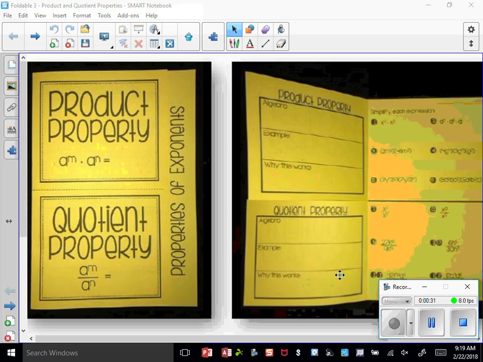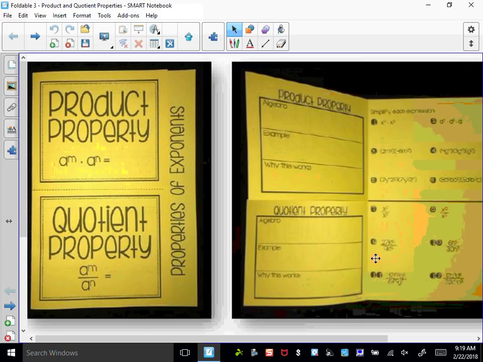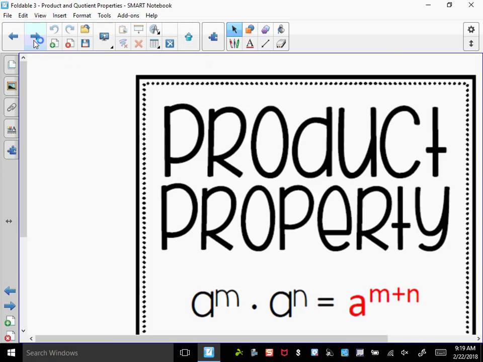The previous lesson was on negative exponents and using the power of zero. Anything to the zero power is 1. Now we're adding to that list, which will be the product property. Product means you're multiplying, and quotient means what? You're dividing. This is what your foldable should look like, so we're going to go through the examples on the right.